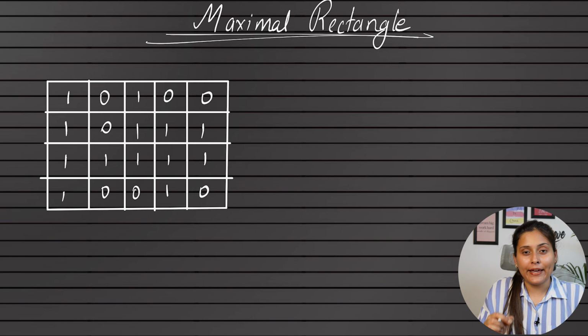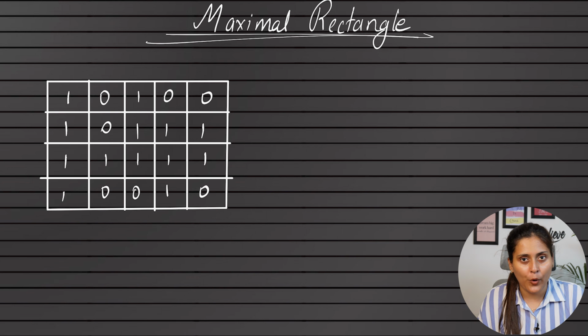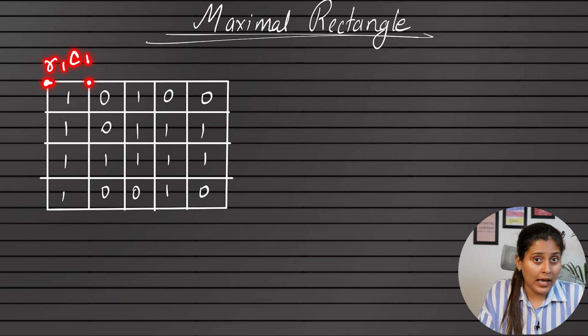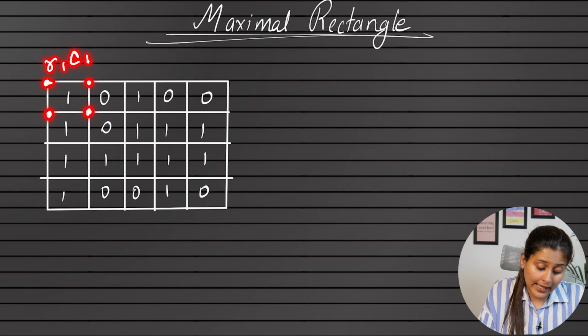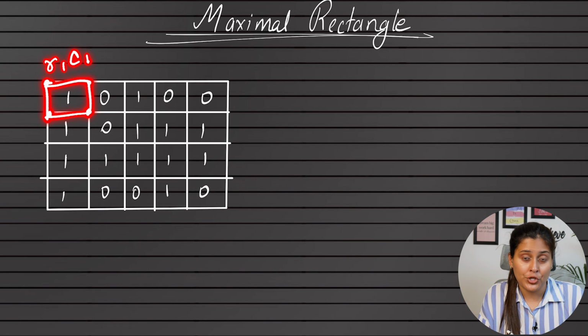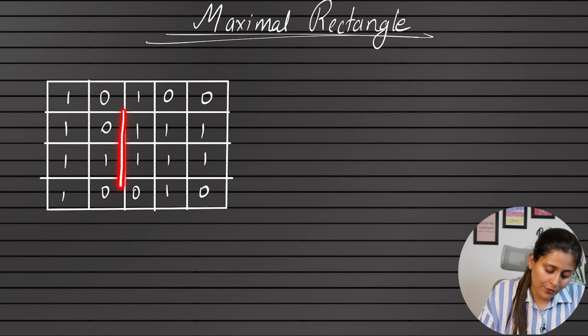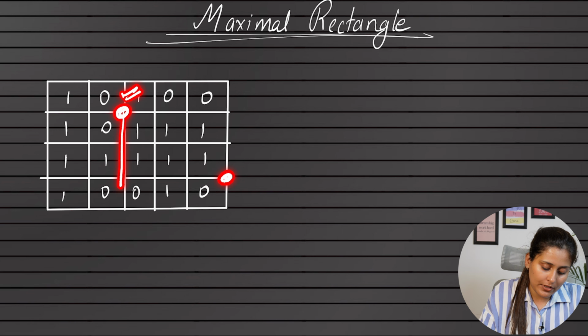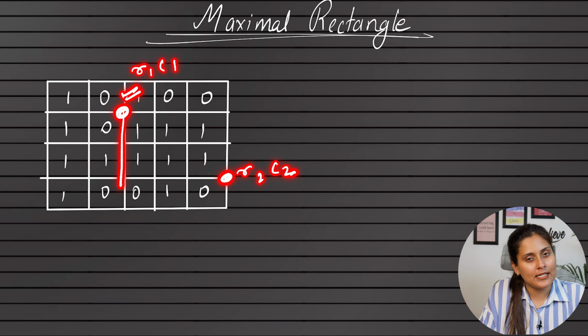For a rectangle, we have the corner points. If I am standing here, I will have some R1 and C1, meaning row and column. Similarly, if I am considering this one, for this also I will have R2 and C2, similarly for this, and then I can say yes, it is a rectangle for sure. Similarly for this one, I would have this and this. So from R1 C1 to R2 C2, definitely this is a rectangle.